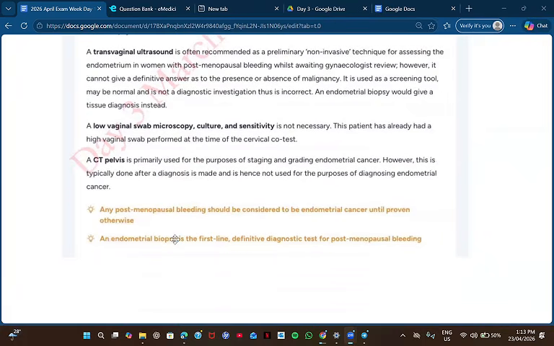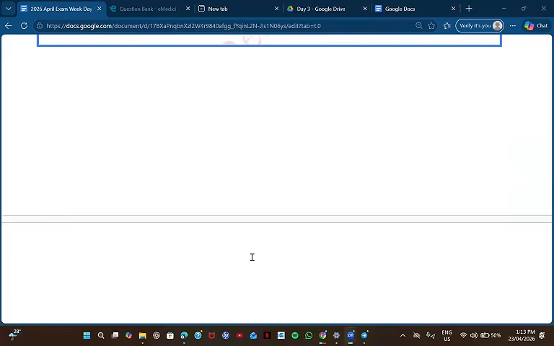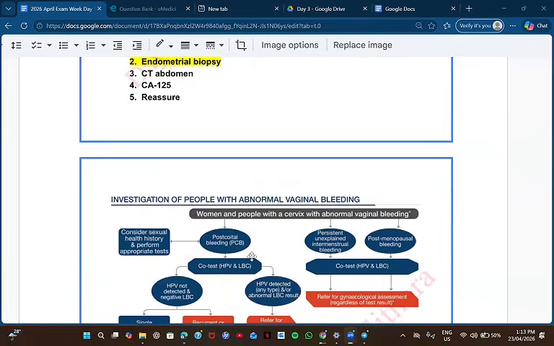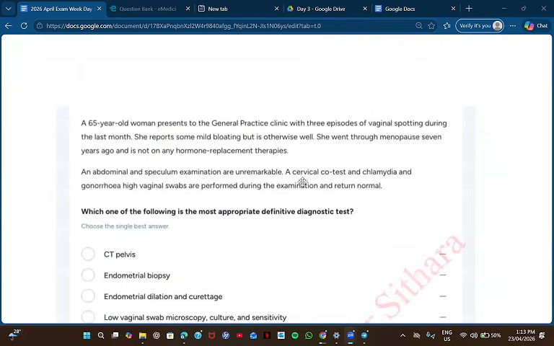So, any postmenopausal bleeding should be considered to be endometrial cancer until proven otherwise. Endometrial biopsy is the first line definitive diagnostic test for postmenopausal bleeding, right? Very important. And you noticed here they have already done the core test, and here they have ruled out the STI as well.